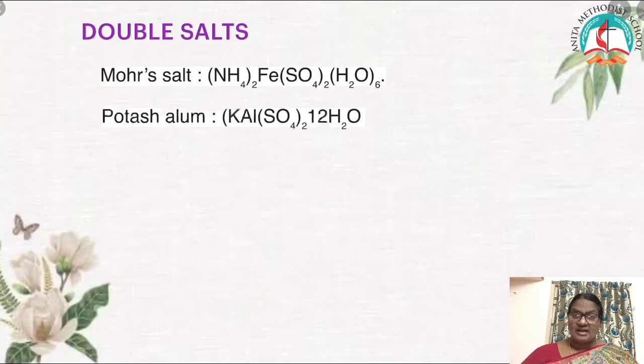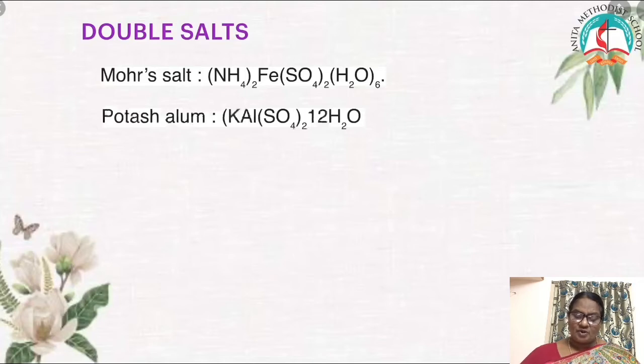I have another example which we all use, potash alum. It is a mixture of potassium sulfate and aluminium sulfate. So I take potassium sulfate, aluminium sulfate and crystallize. But when I dissolve in water, potassium goes separately, aluminium goes separately and sulfate goes separately. So such salts are called double salts.